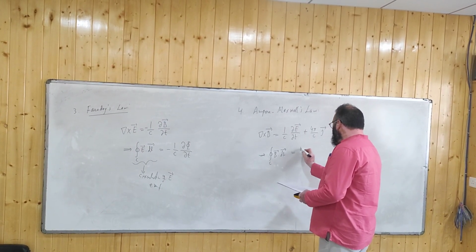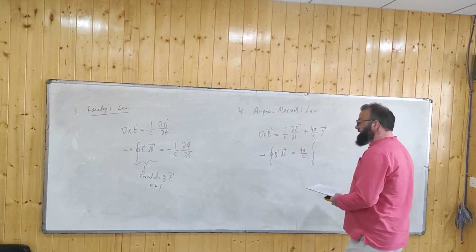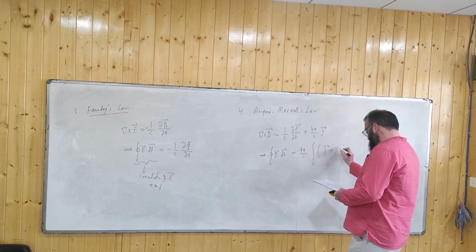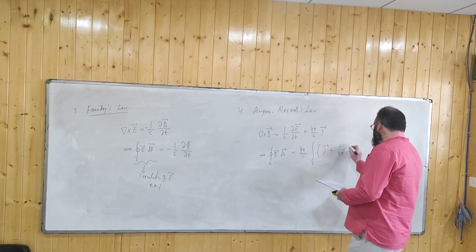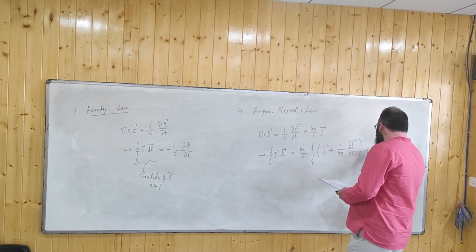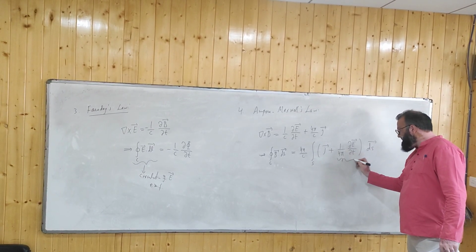So I can write this as 4 pi by C times the integral over the surface of vector J plus 1 by 4 pi partial E by partial t. This second term is known as the displacement current.